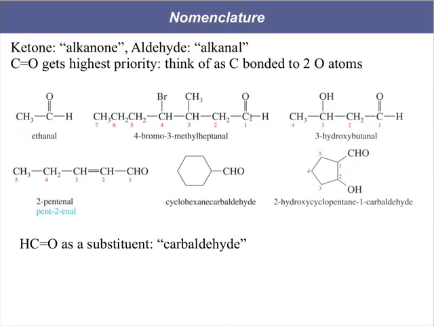Of course, we're going to number from the end that contains the aldehyde. That gives us a 3-methyl and a 4-bromo. You line those up alphabetically, so 4-bromo, 3-methyl heptanal. Here's 3-hydroxybutanal. Again, this is named as a butanal instead of a butanol because the aldehyde has higher priority than the alcohol because that carbon is connected to more heavy groups.